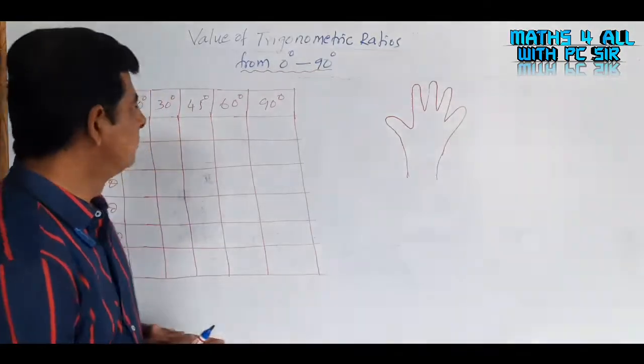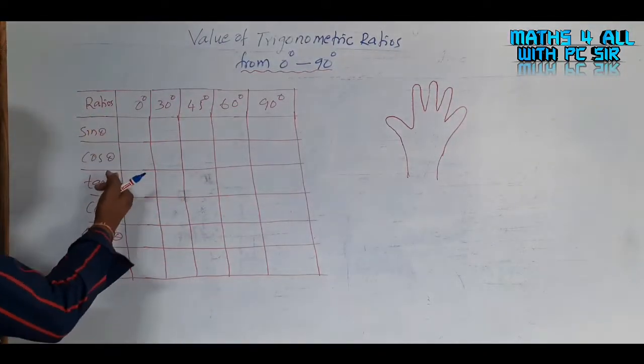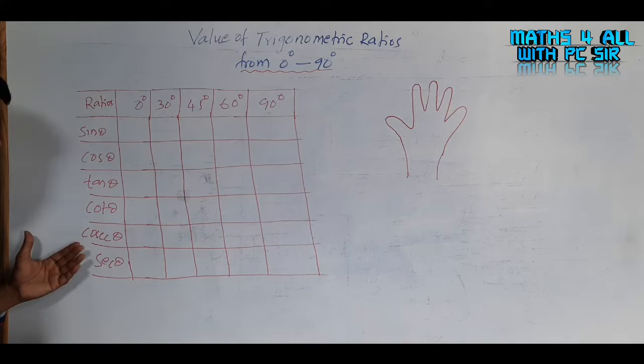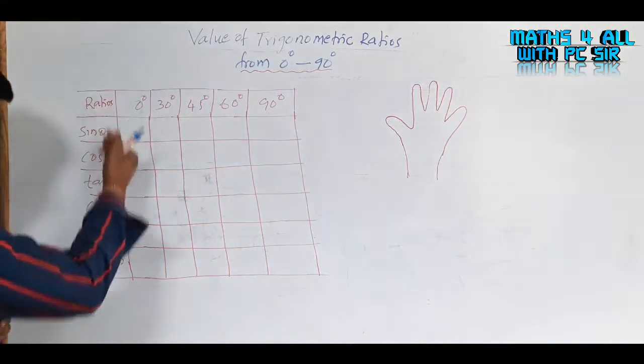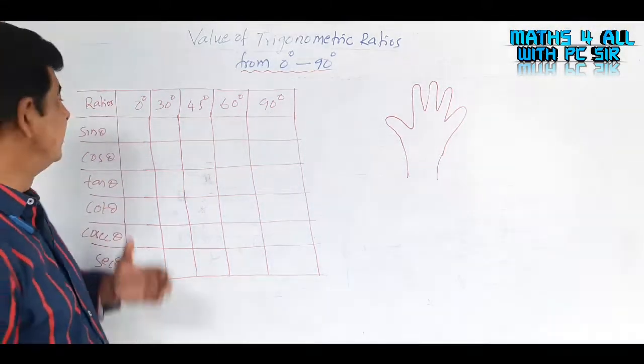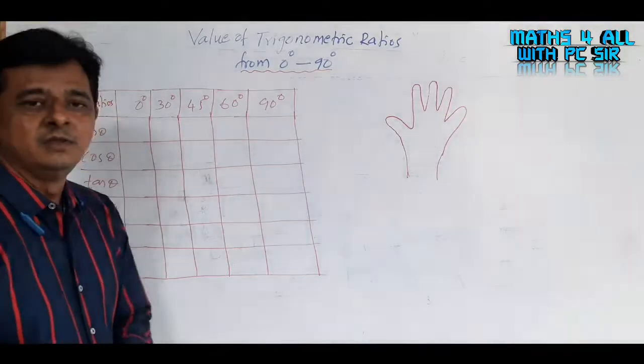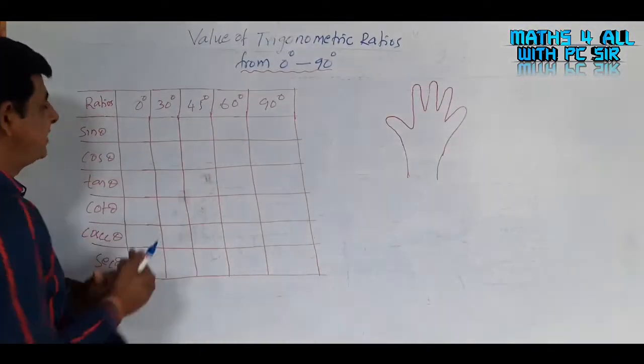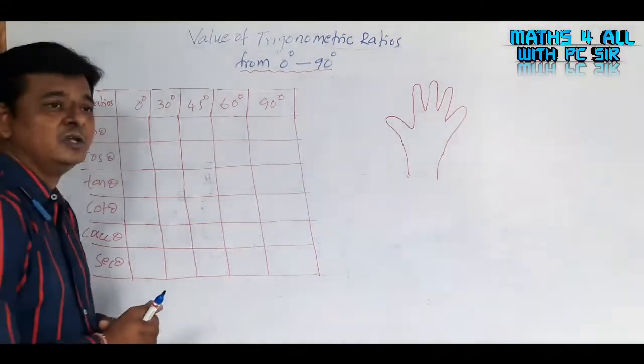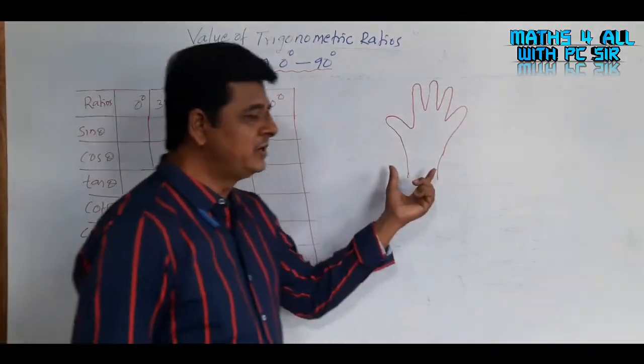So let us start. Here, sin theta, cos theta, tan theta, cot theta, cosec theta, sec theta. These are the trigonometric ratios, right? Sin 0, sin 30, sin 45, sin 60, sin 90. First of all, we can define sin theta and cos theta. So further, I am giving a simple technique.